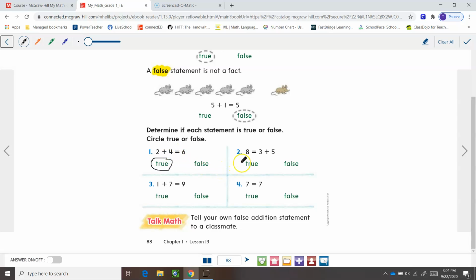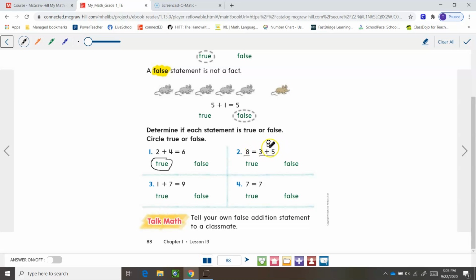Okay. Number 2, it says 8 equals 3 plus 5. Now, here's the cool part. Whatever's on one side of the equal sign has to be on the other side of the equal sign. So I have 8 over here. So does 3 plus 5 equal 8? Well, I can ask myself that. 5, I can count on 3 more. 6, 7, 8. It does. So this side, 3 plus 5, is also 8.